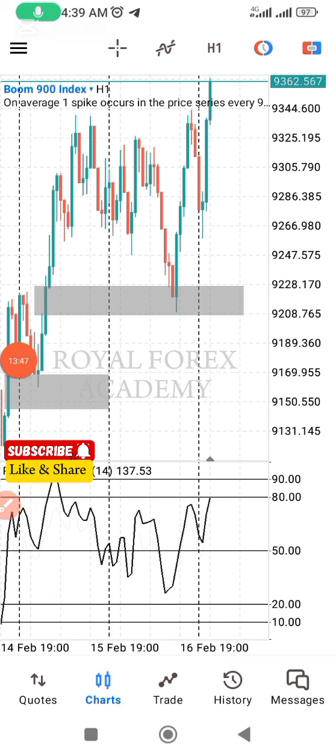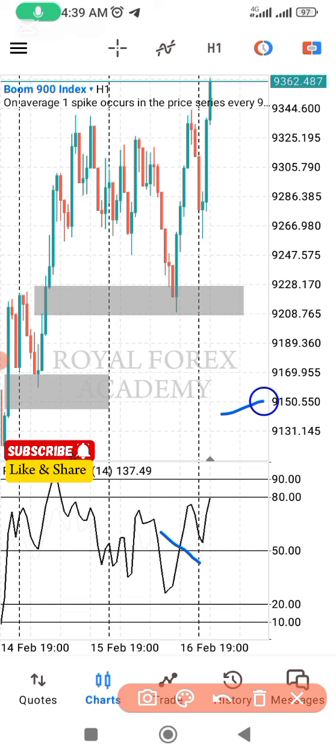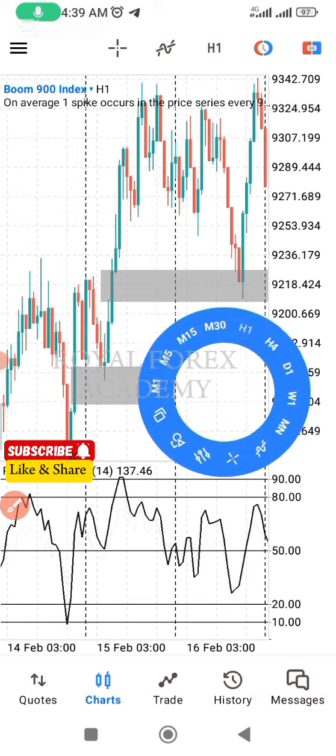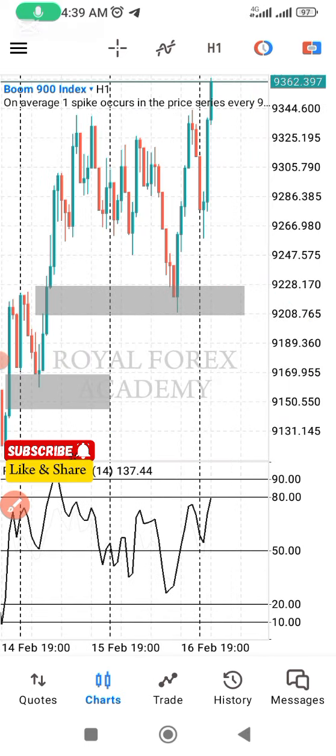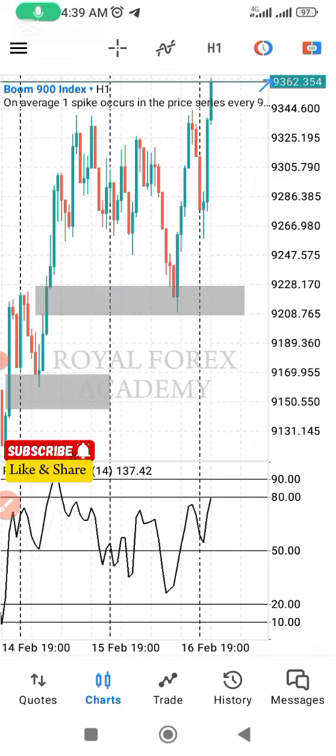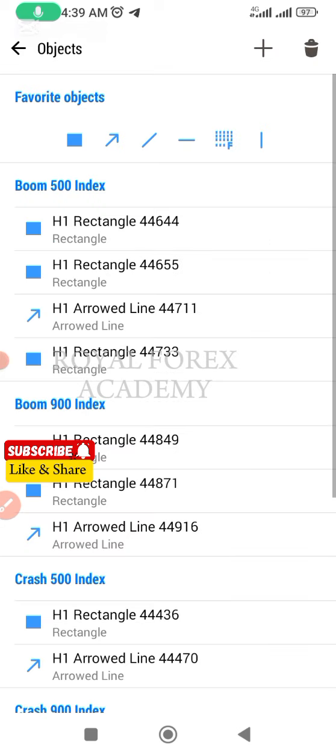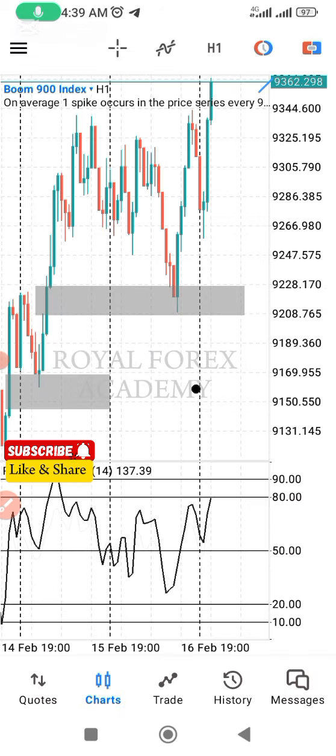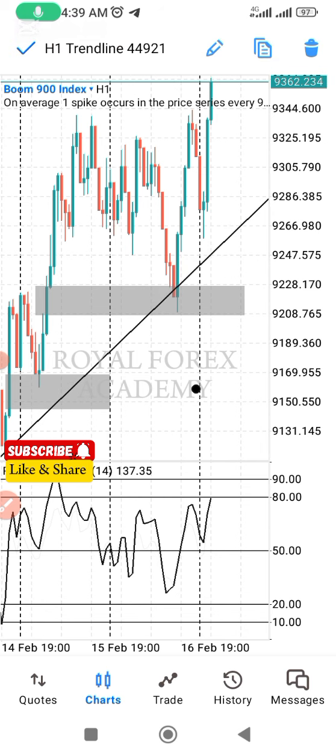So please go back, test it. You always use your CCI to validate your entry, and you will be amazed, okay, to see how this works. You can as well use your trend line. Let me show you something. You can as well use your trend line to do this. Yeah, so this is how you can do it.